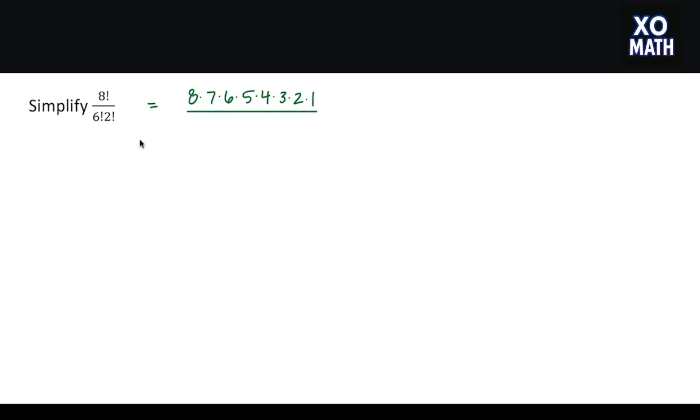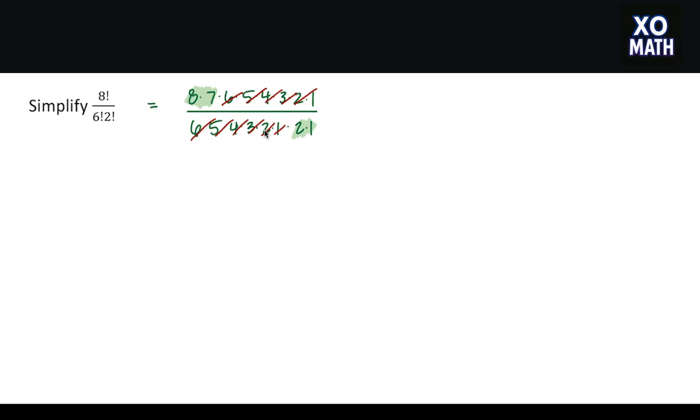Then 6 factorial, 6 times 5 times 4 times 3 times 2 times 1. And 2 factorial is 2 times 1. So we can see what happens is that the 6, 5, 4, 3, 2, 1 cancels. So 6 over 6 is 1, 5 over 5 is 1, and so on. And so now what we can focus on is simplifying 8 times 7 over 2 times 1.